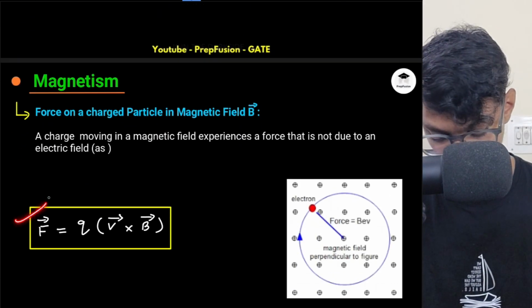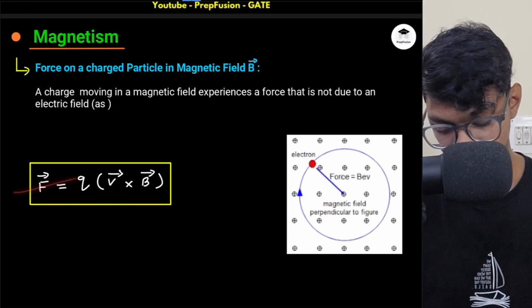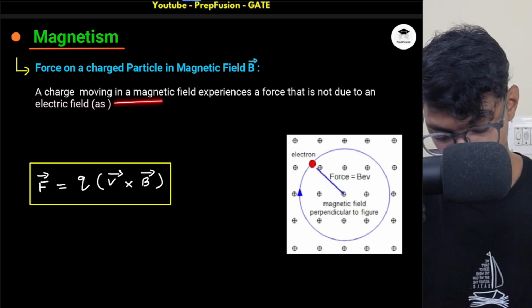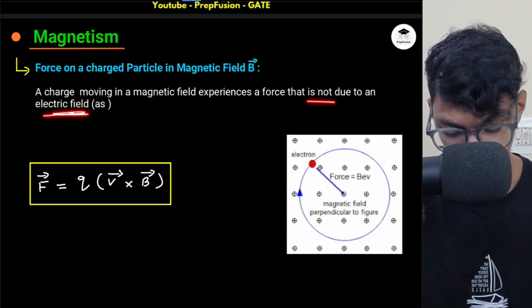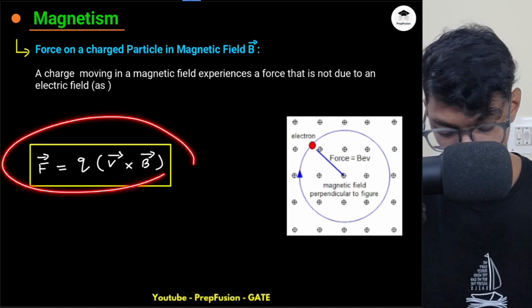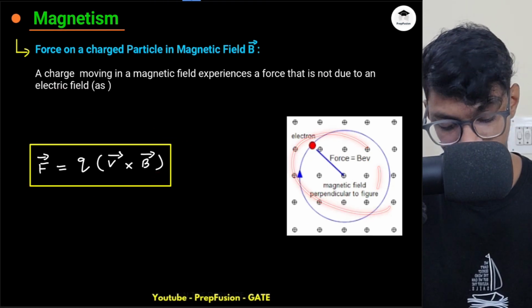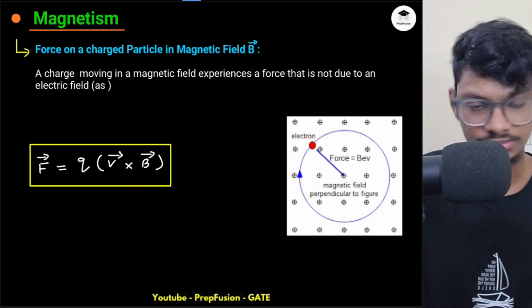Here the same thing is written: it has been found out experimentally that a charge moving in a magnetic field experiences a force that is not due to an electric field, but due to the magnetic field, if it is moving across a wire. So this has been experimentally determined.